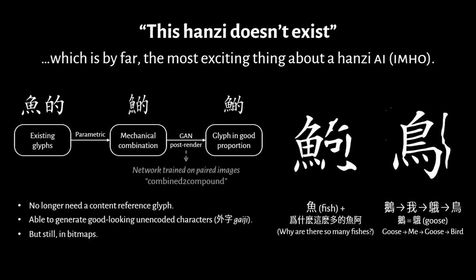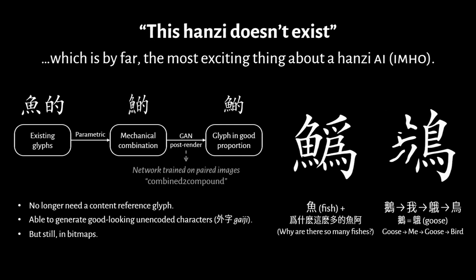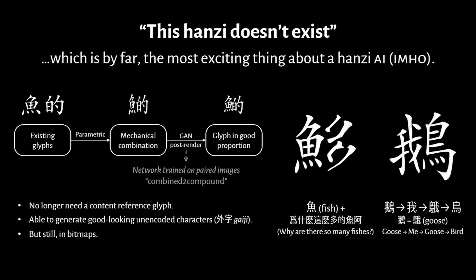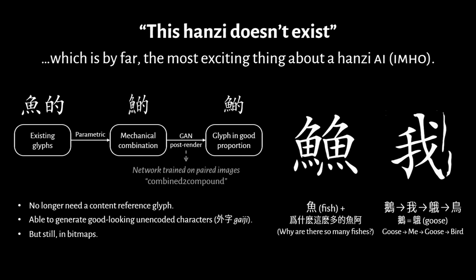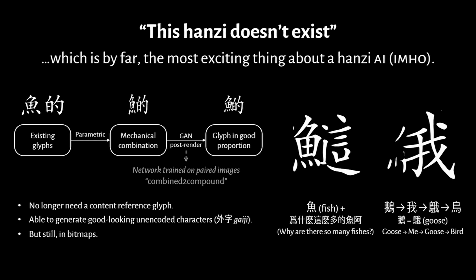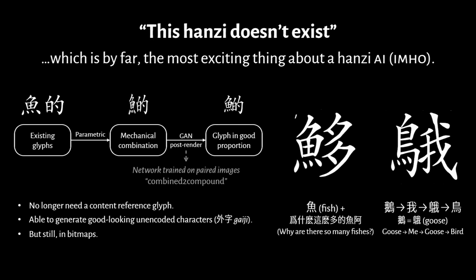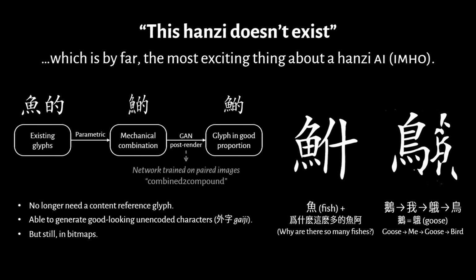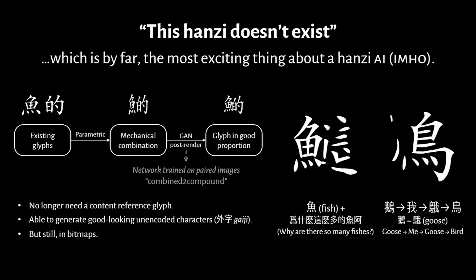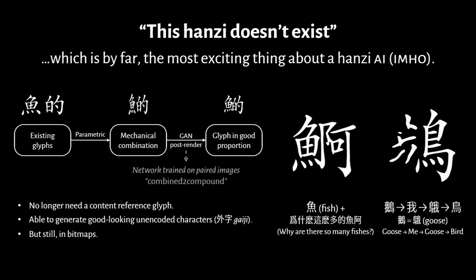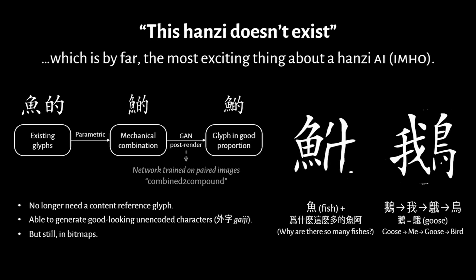We looked back to the good old parametric approach to see if a hybrid pipeline would help. And we made it. We first mechanically combine the components with our parametric method and then post-render it with a pre-trained image-to-image translation model. Such a model was trained on other parametric combinations and the corresponding compounds. This combination-to-compound network can turn the parametric combinations into good-looking results.